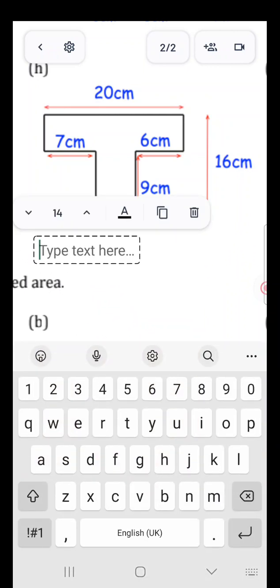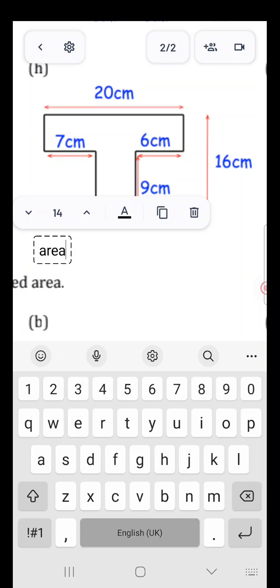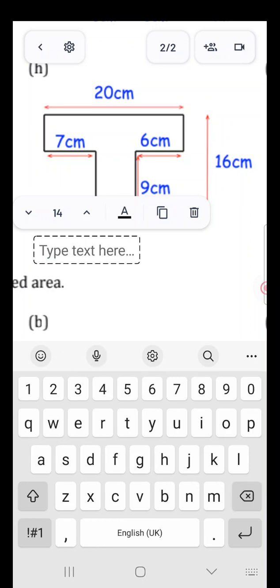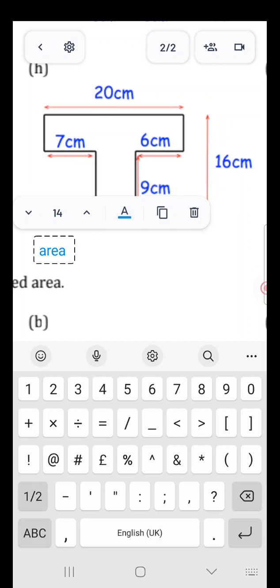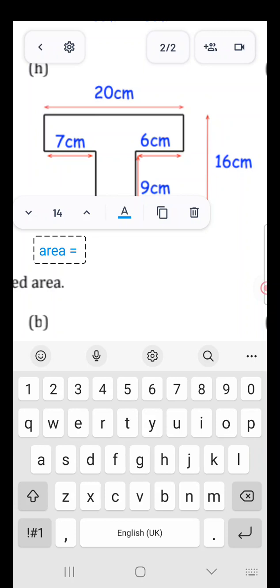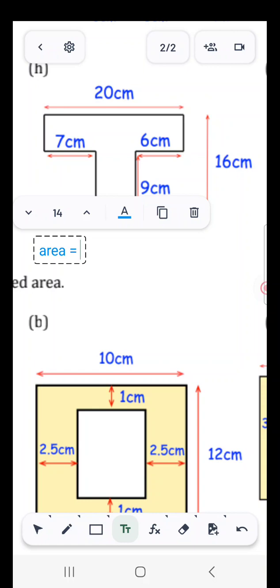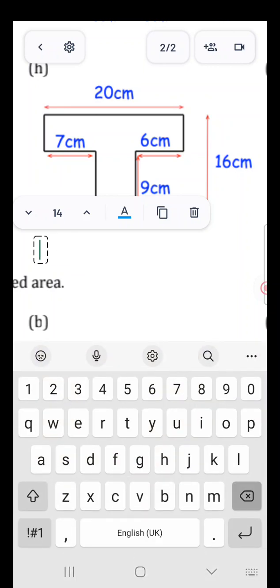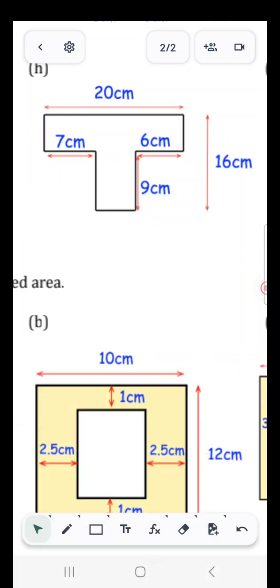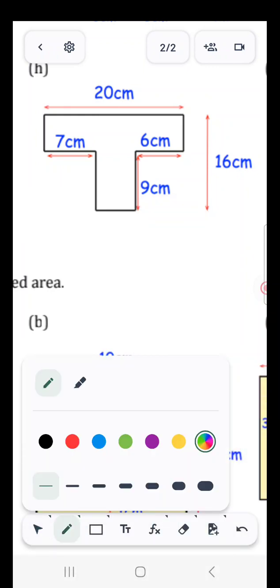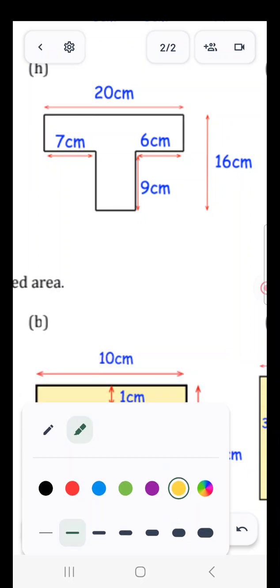Okay, I can also solve it. Area equals length multiplied by width. I think this shouldn't be really effective here, so this time I should not be using it. I should be using the pencil because it helps in highlighting as well. Let me highlight.